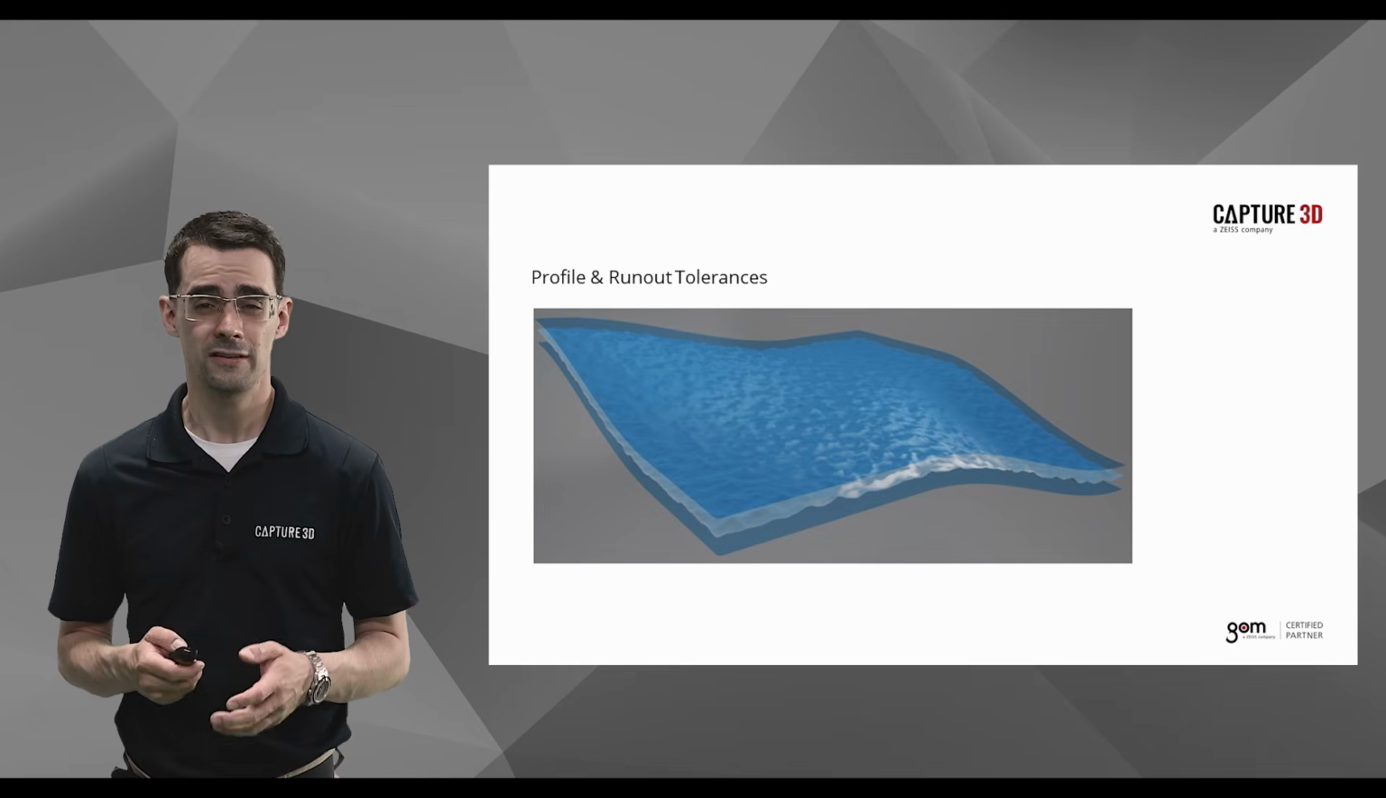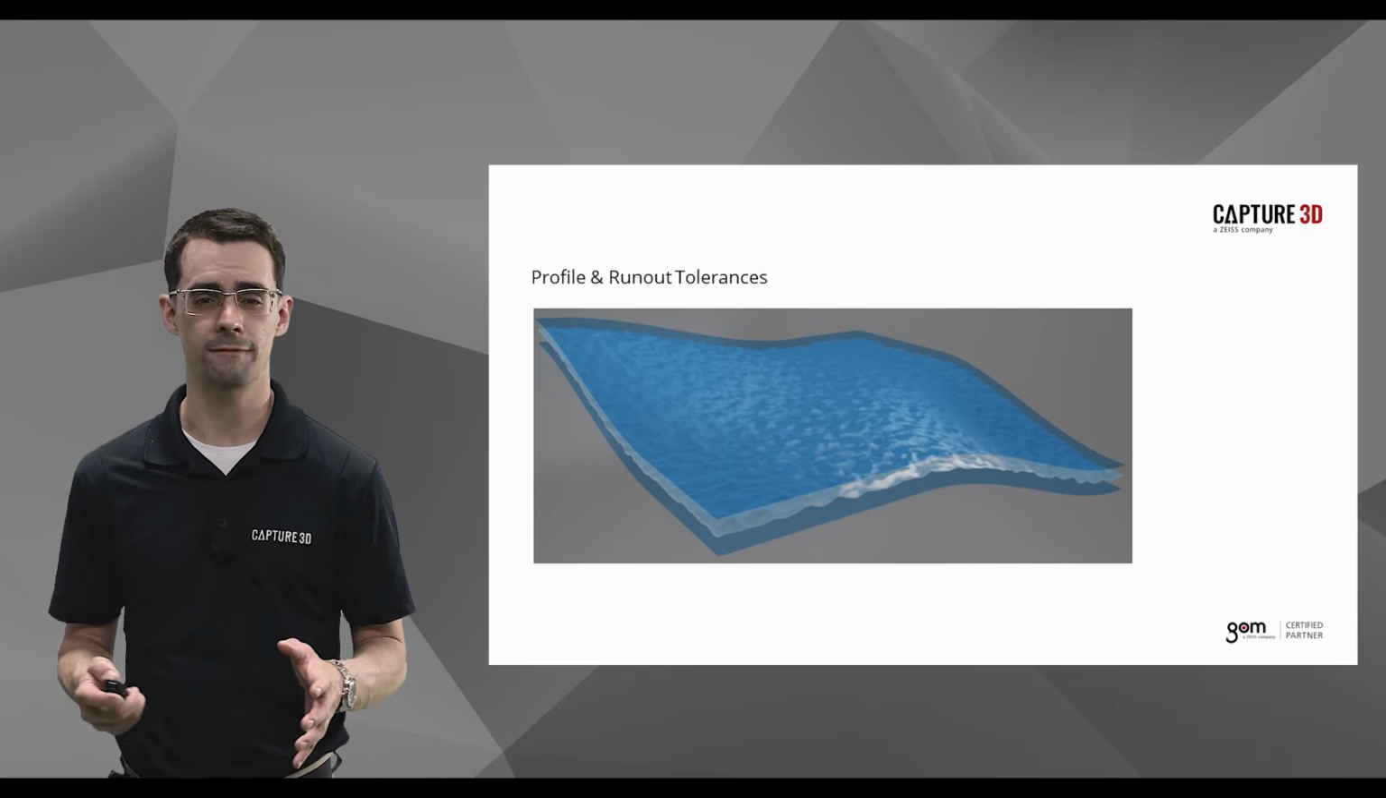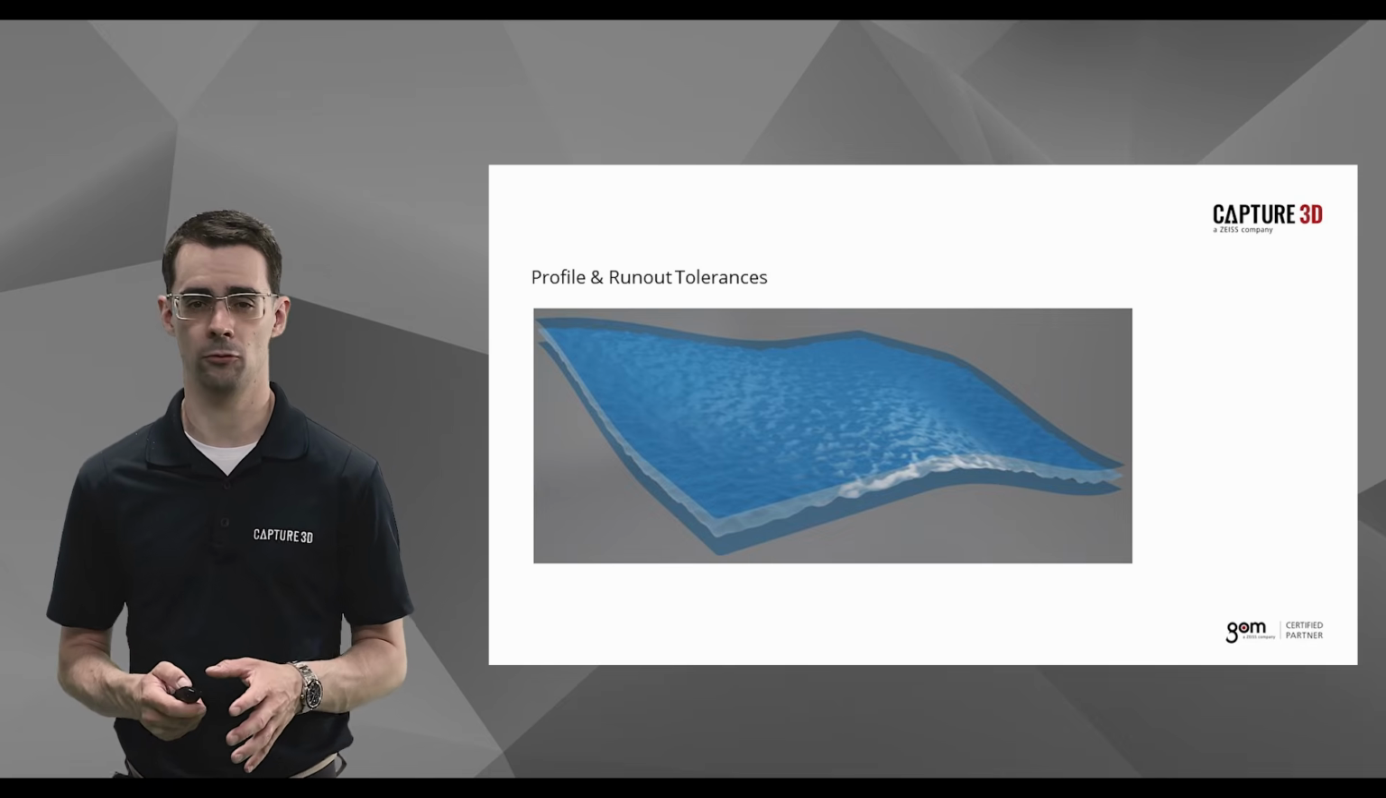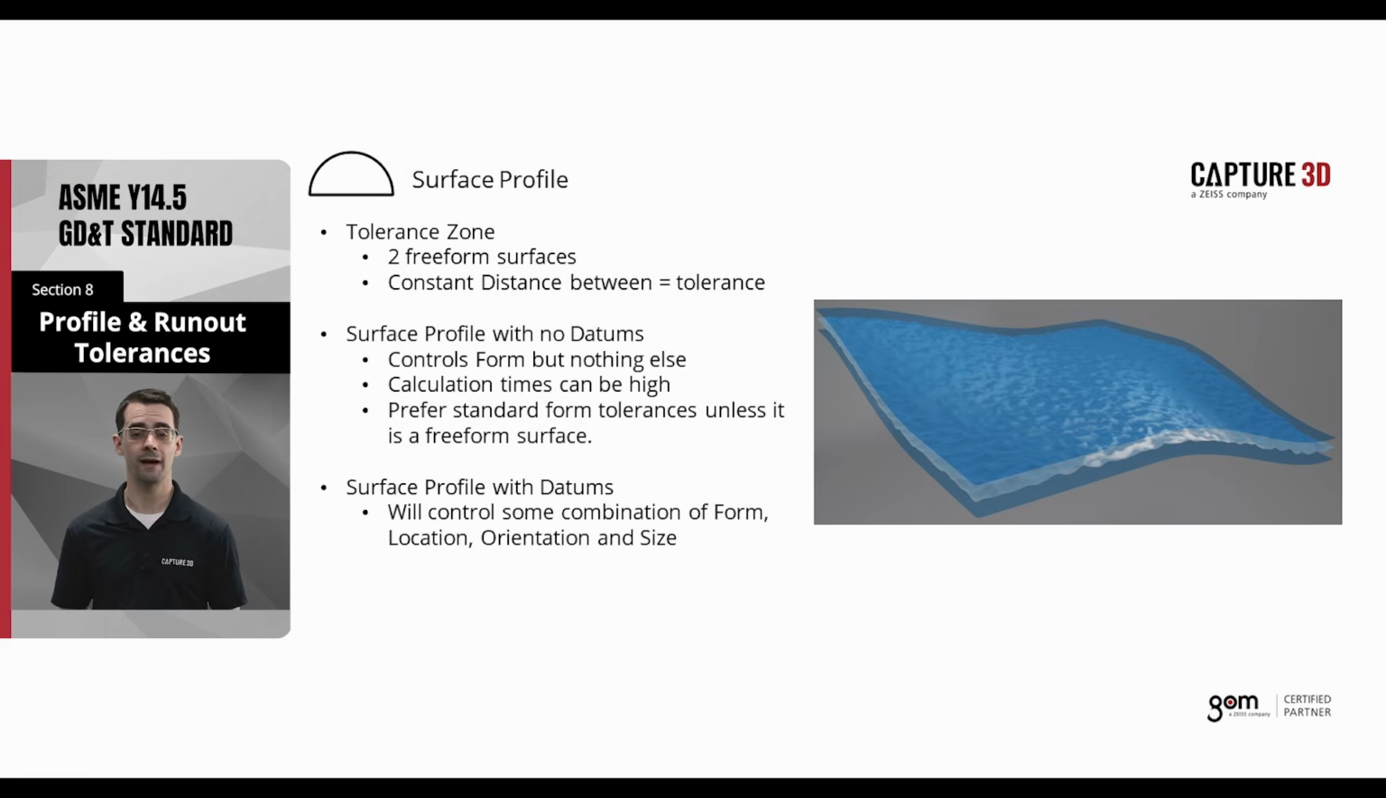Since our part is very simple, we will not need to add any profile or runout tolerances to it, but I wanted to touch on them briefly before moving on. Surface profile is the Swiss Army knife of GD&T tolerances. Depending on the feature and the datum structure, it can control size, location, orientation, and form of any feature.